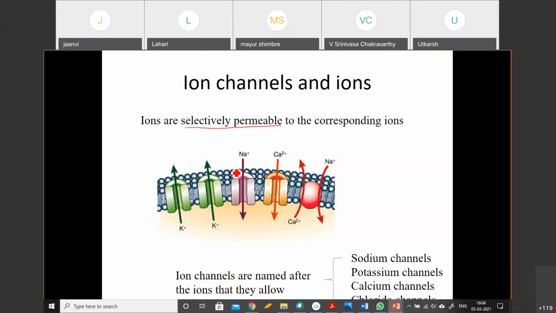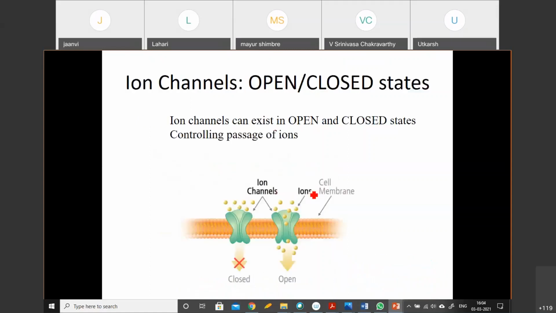I'm making it quite simplistic, but let us stick with the simple story for now. We can look at more sophisticated versions of it later. For example, if there are potassium channels, these channels will only allow potassium ions. If there are sodium channels, they only allow sodium ions. Similarly for calcium. Therefore they are selectively permeable. They allow permeation of only one ion.